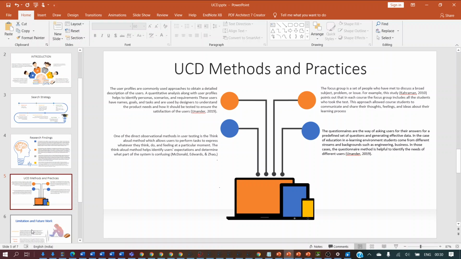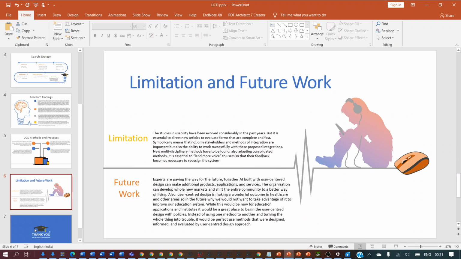And also one of the most direct observation methods is user testing, the think-aloud method, which allows the user to express what they think and do. This is used to determine what part of the system is confusing from a student's perspective or for learning purposes. So the next is some limitations.